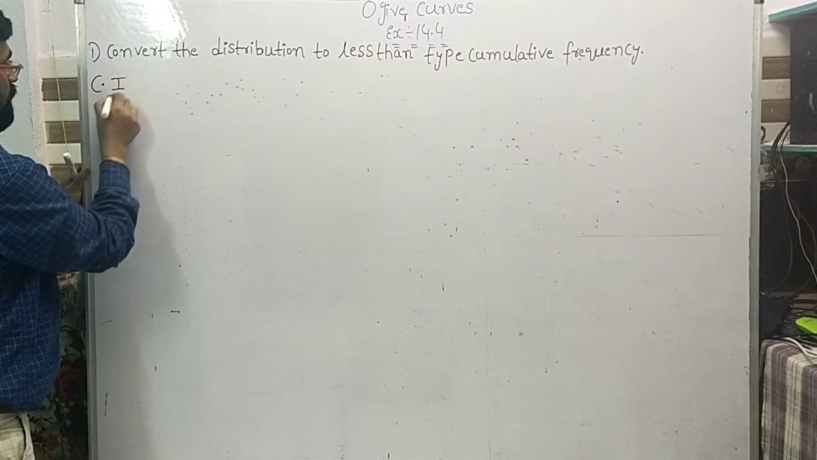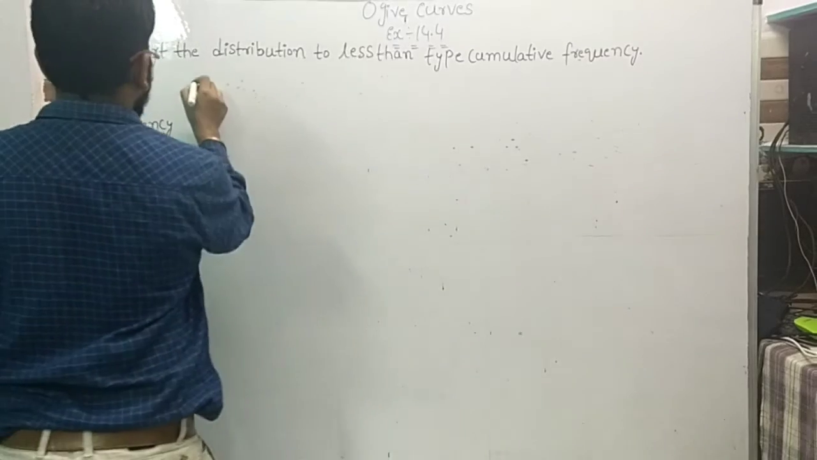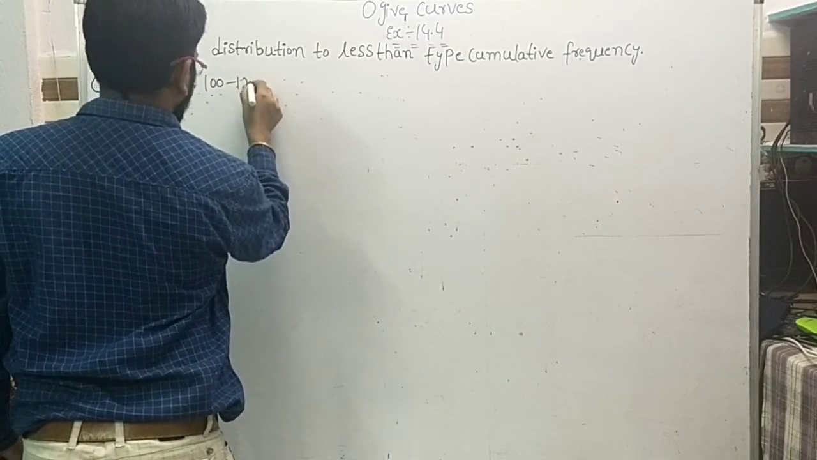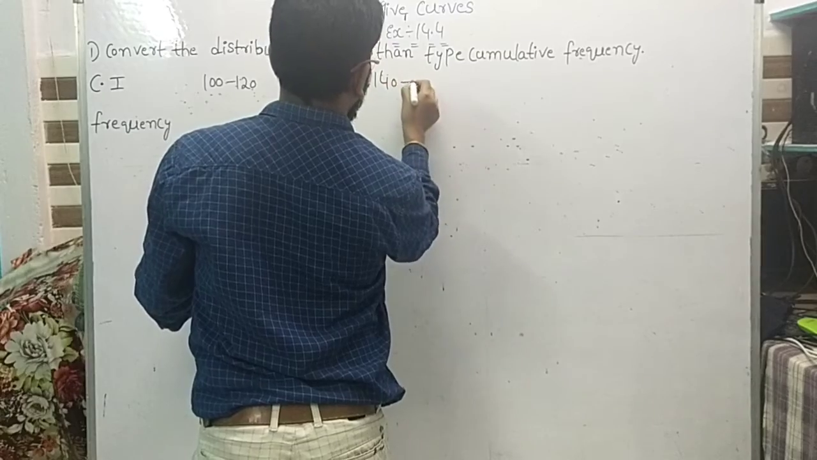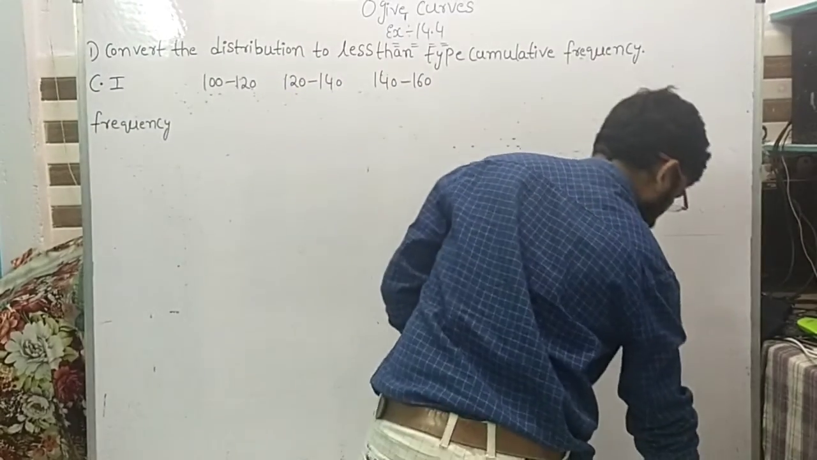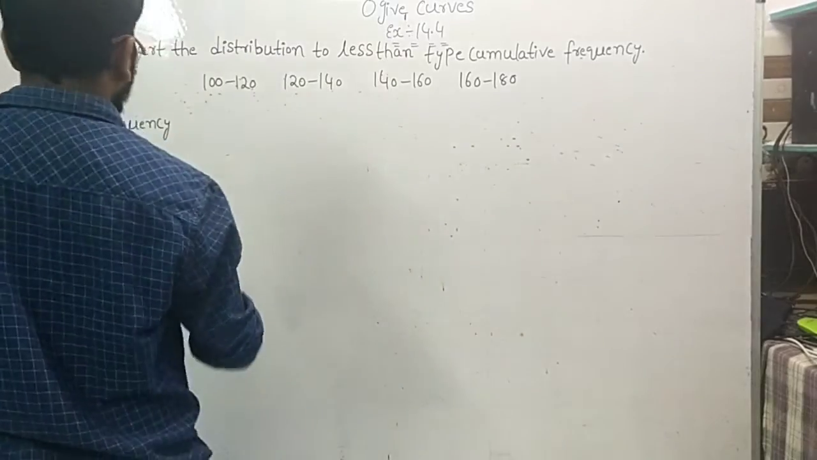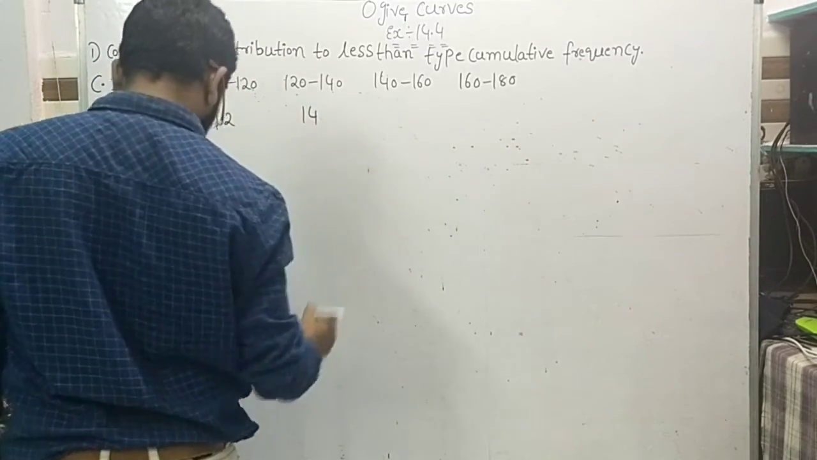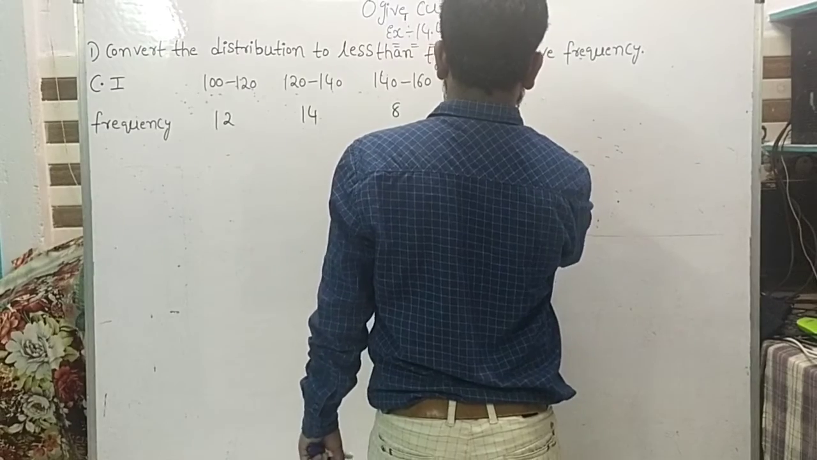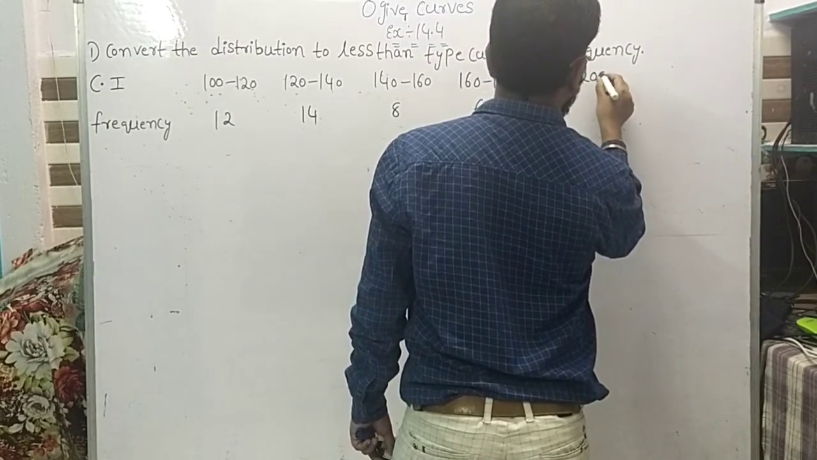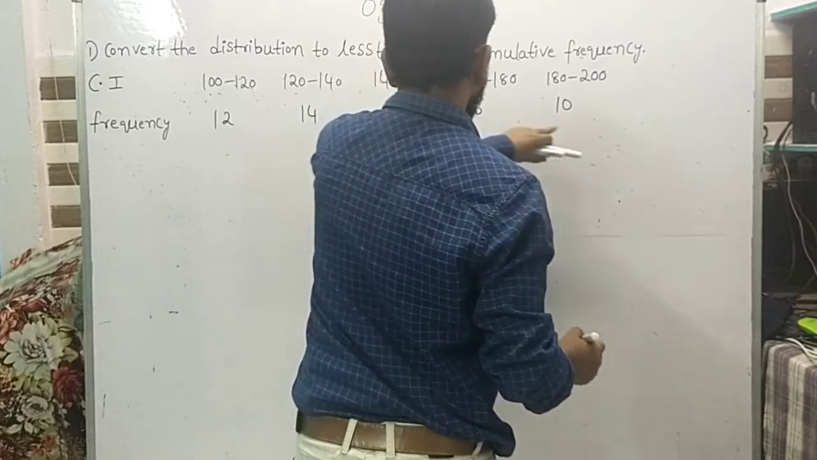So the class intervals and frequency. The class intervals are given as 100 to 120, 120 to 140, 140 to 160, 160 to 180, 180 to 200, with frequencies 12, 14, 8, 6 and 10.